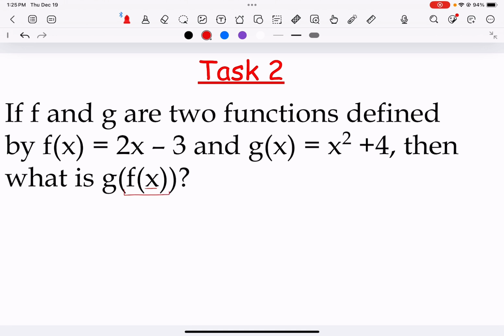So we're going to start by replacing f of x to have g of 2x minus 3. Now since g of x is x squared plus 4, I'm going to replace the x squared with 2x minus 3 and square that all in parentheses plus 4. So I'll write my final answer as g of f of x is equal to (2x minus 3) squared plus 4.